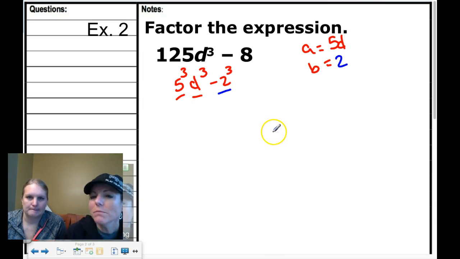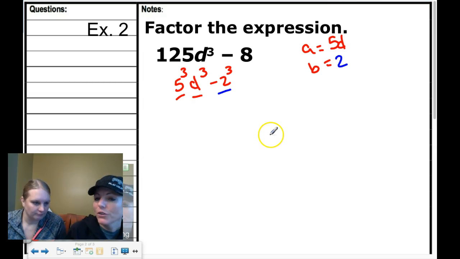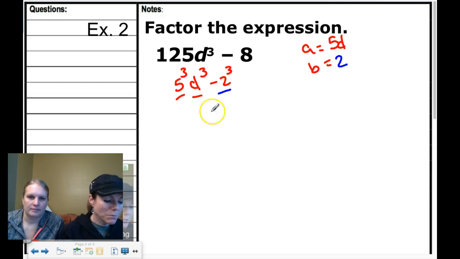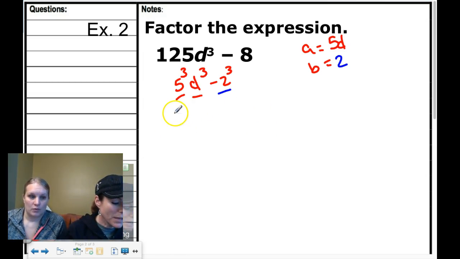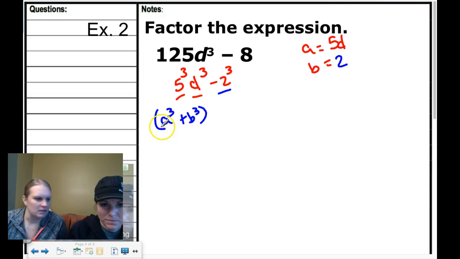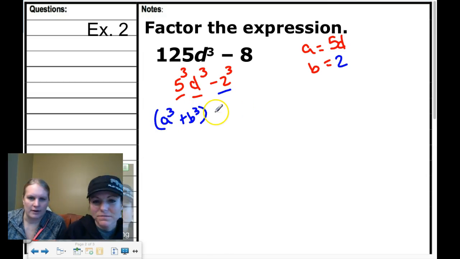When you're doing sum and difference of 2 cubes, a and b are not going to be negative. The minus has to do with the formula. So I'm going to have Miss Boyd write the formula right now. The original: a cubed plus b cubed equals a plus b in parentheses.